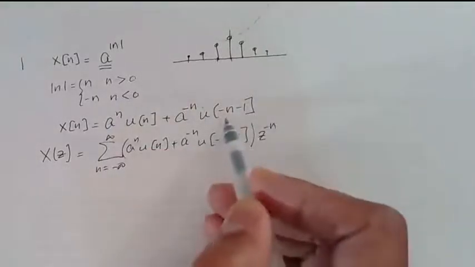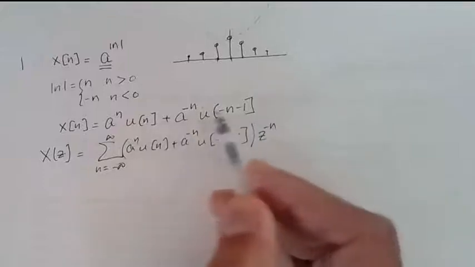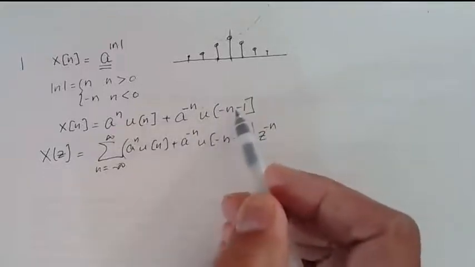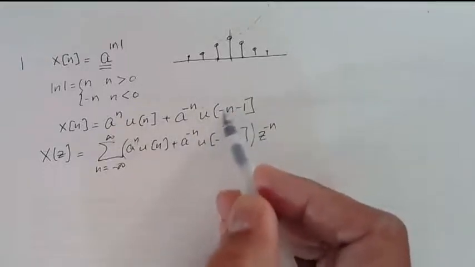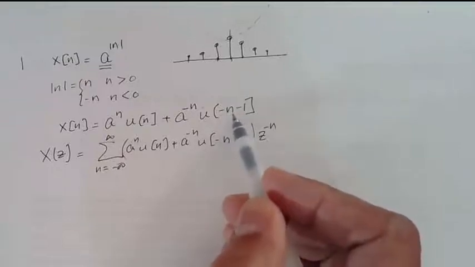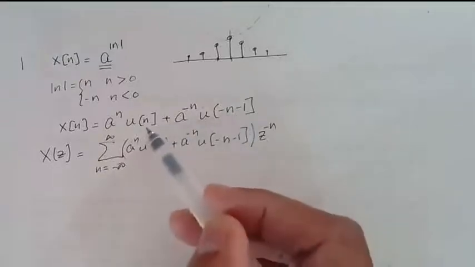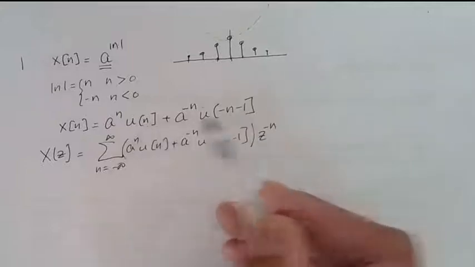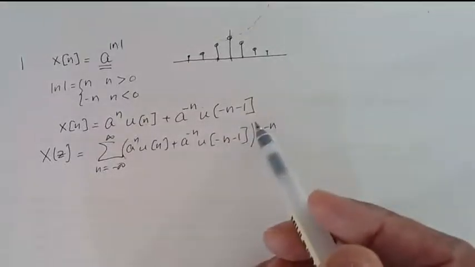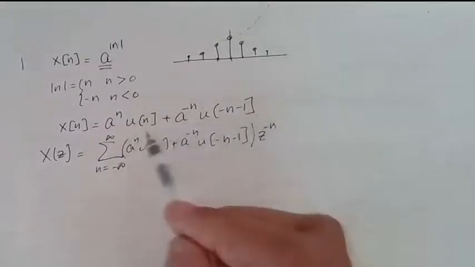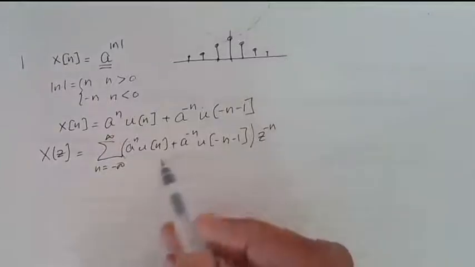Notice, by the way, this is u of minus n minus 1. It's not u of minus n. And the reason is if I picked u of minus n, I would use the value for n equals 0 twice. If you don't see that, we can talk about it.